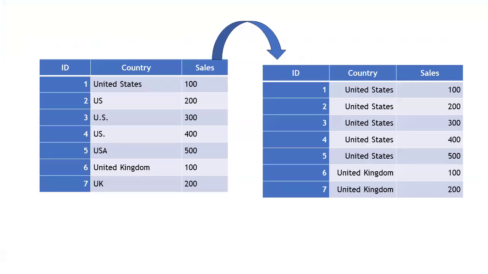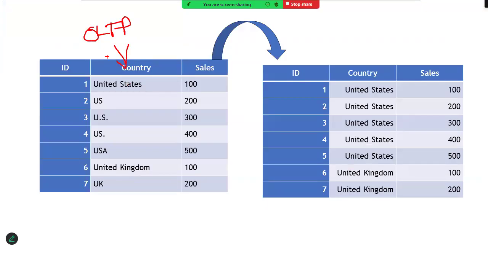Take this first table, which is the data in the OLTP. This is how the data will generally be available in OLTP. Take the second table. This is how the data will be in the OLAP. You will move the data from OLTP to OLAP using ETL software, right?